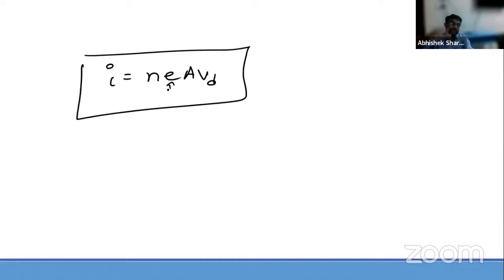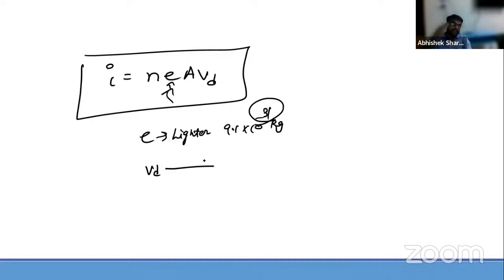Remember, electrons are lighter. Electrons are what? These are lighter. How small is the mass? 9.1 into 10 to the power minus 31 kg. It's very less, it is at the microscopic level. And if you see the drift speed, the lighter the mass, the more the drift speed. So the more the drift speed, the more the current. So we'll say N side, which is what?